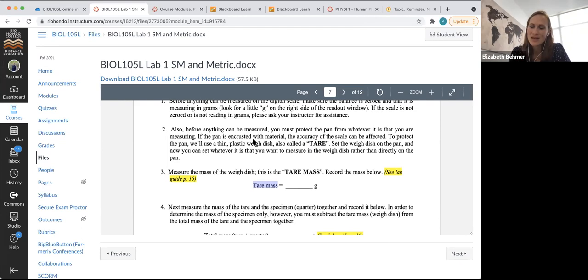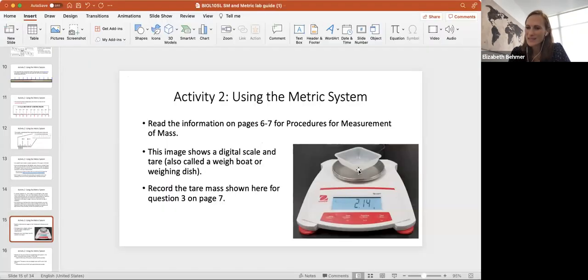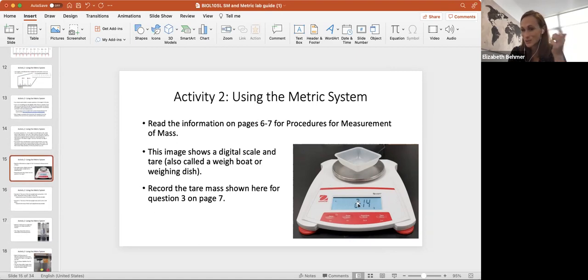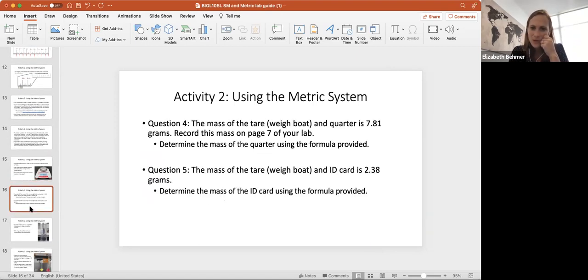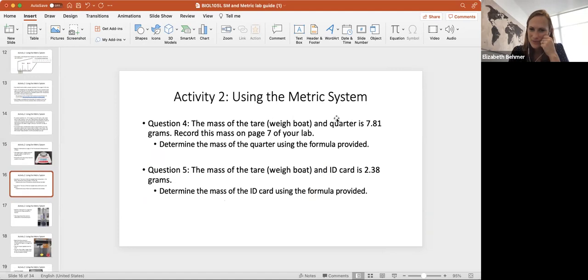So they give you the mass of the weigh dish, which is 2.14 grams. So what that means is you want to take the tare mass, you want to remember what the weight of that dish is, because we want to know the weight of a quarter. We don't want to know the weight of a quarter plus the plastic dish. So the tare mass is just the weight of the dish that you're going to take. So you'll take that down and it's 2.14 grams. And then you'll work your way through some of these.